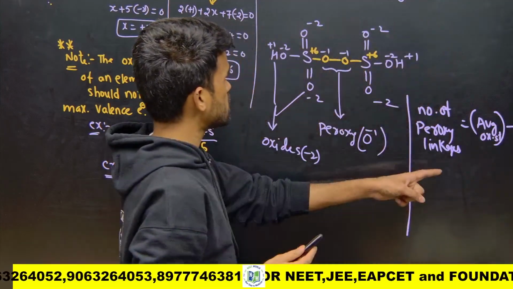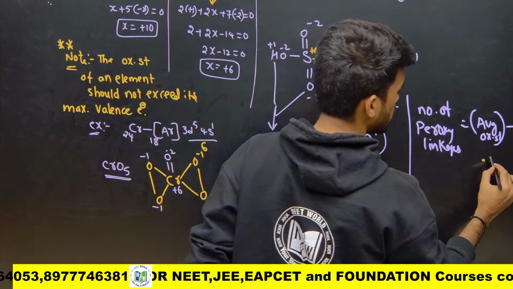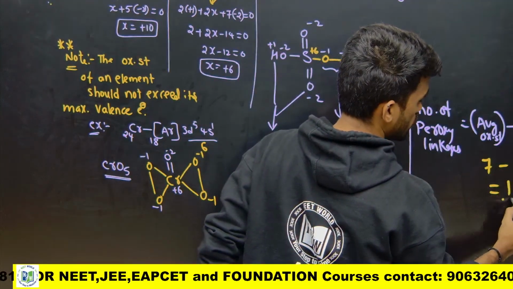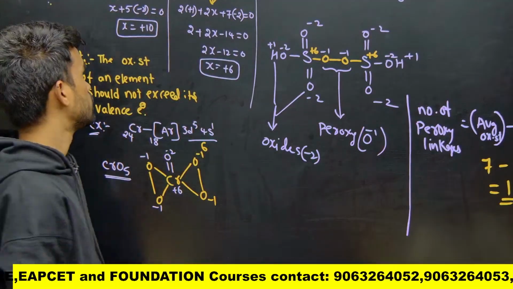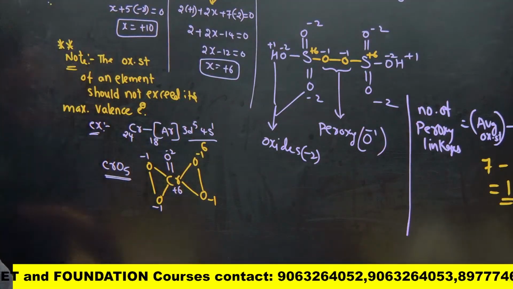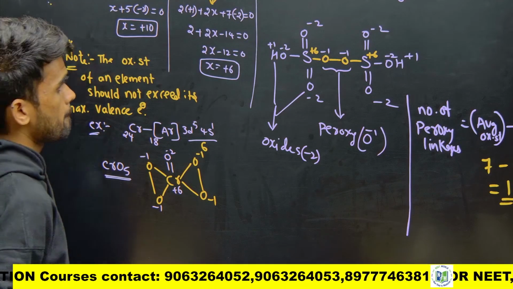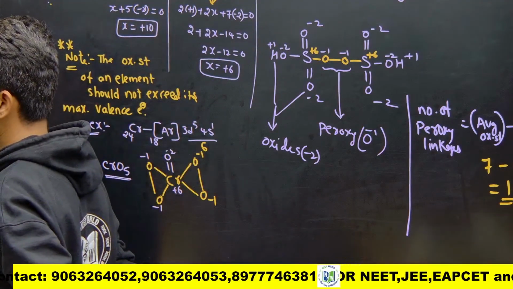What is the average oxidation state we got here? If you calculated, you got 7. What is the maximum oxidation state this sulfur can show? 6. So the number of peroxy linkages is 1. Okay, so let's move further.